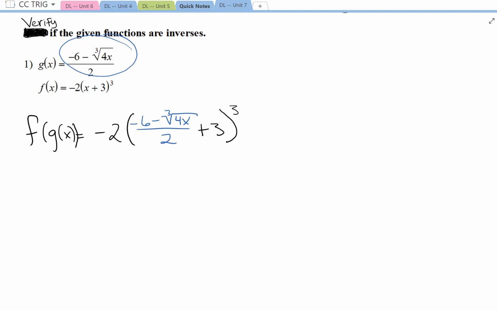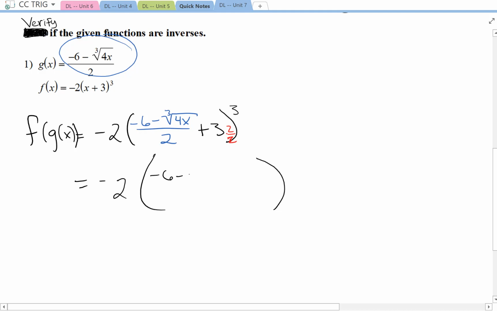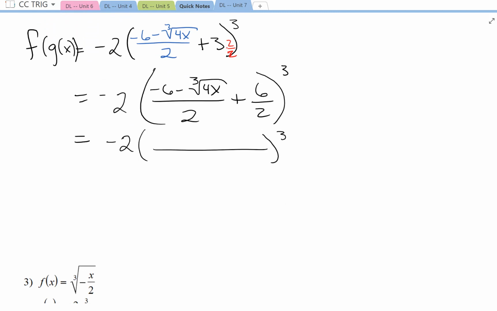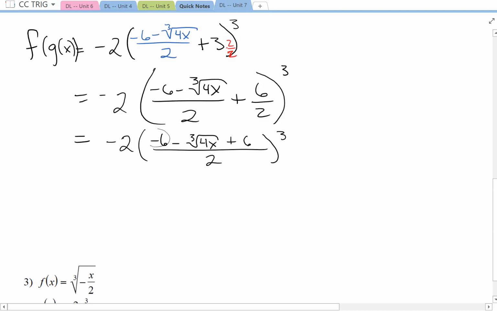I'm going to try to combine these fractions. So that means I need a denominator of 2, so I'm going to multiply the 3 by 2 over 2. And we'll have -2 times -6 minus cube root 4x over 2 plus 3 times 2 is 6 over 2. I'm going to write that all as one big fraction. -6 minus cube root 4x plus 6, all of it is over 2. Okay, now I have a negative 6 in the numerator and a positive 6 in the numerator. We can add those to get 0. Negative 2 is being multiplied by negative cube root 4x over 2, all being cubed.